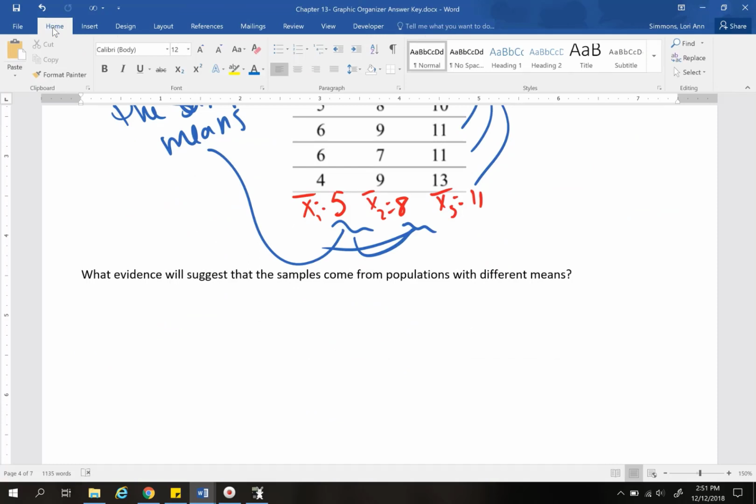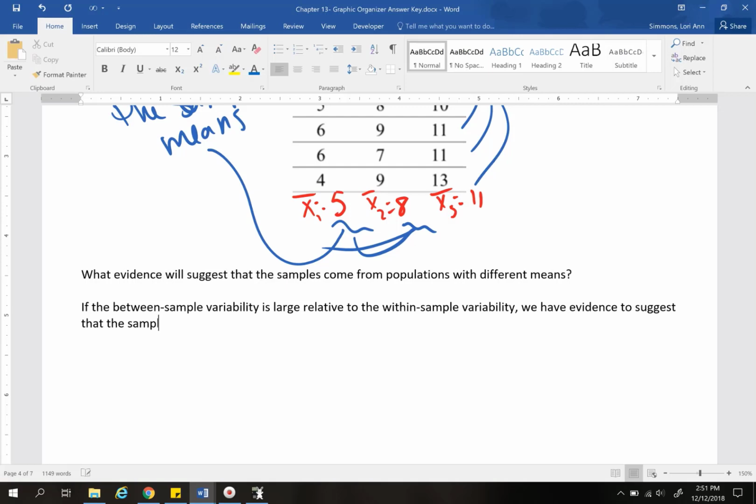What evidence will suggest that samples come from populations with different means? If the between sample variability is large relative to the within sample variability, we have evidence to suggest that the samples come from populations with different means.